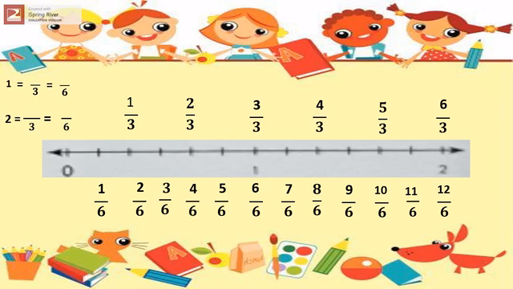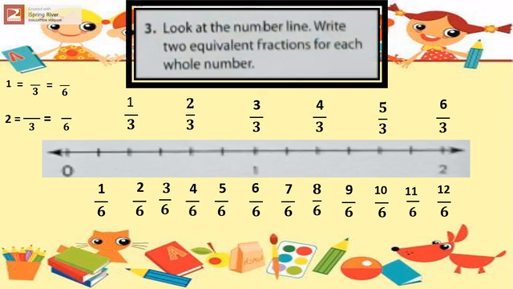Okay, now let's answer question number 3. Look at the number line. Write two equivalent fractions for each whole number. The whole numbers here are 1 and 2. So look at the fractions that align to it. These fractions are the equivalent fractions of 1. So we have 3 over 3 and 6 over 6.